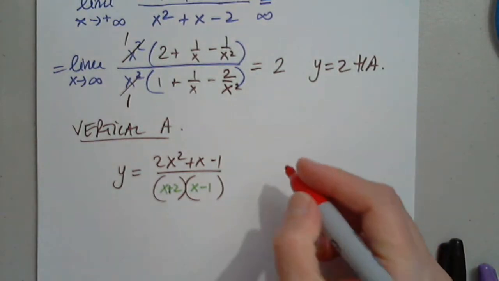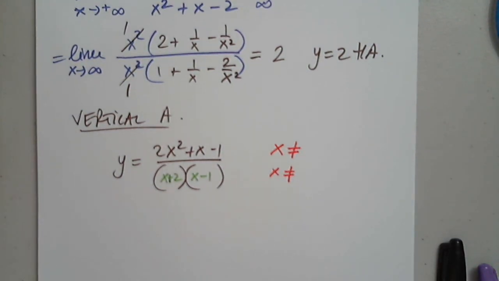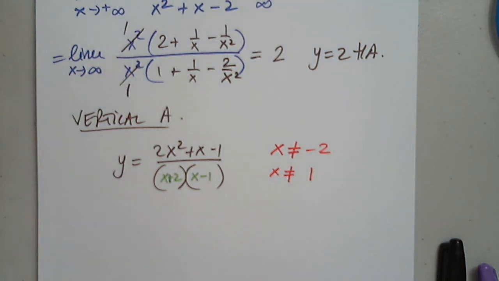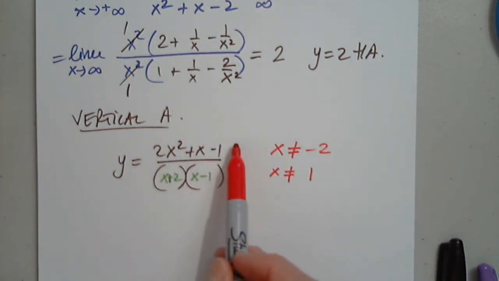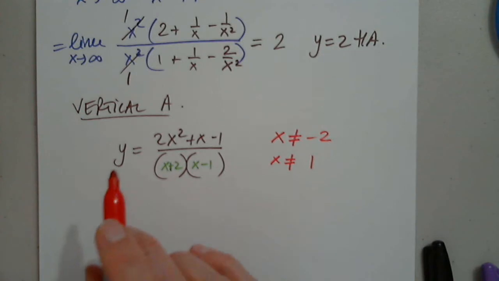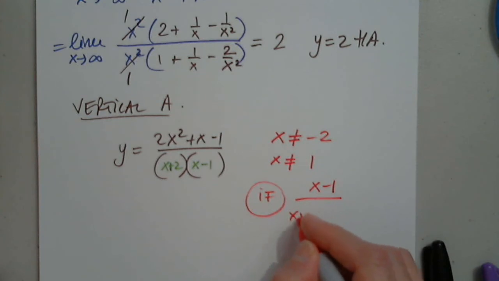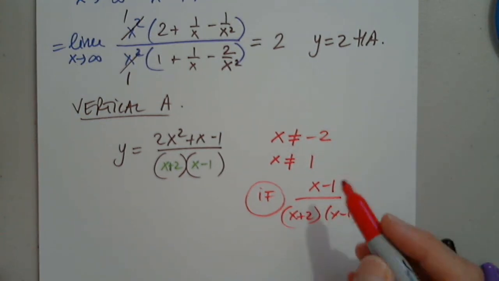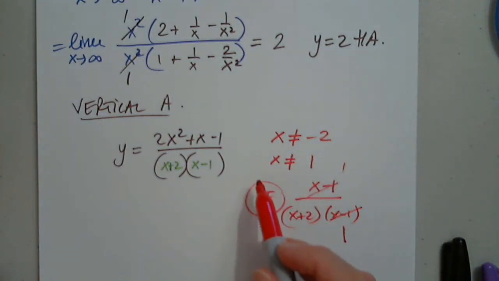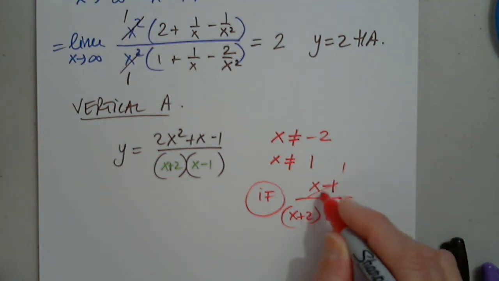Perfect. So what are the restrictions for this function? Negative 2 and 1. Negative 2 and positive 1. Well done. Now, we also have to try to factor the numerator to make sure. Because if you remember, if, it's a big if, I have x minus 1 over x plus 2, x minus 1, and I simplify after I state the restriction, x equals 1 will not be a vertical asymptote. It will be a hole in the graph.